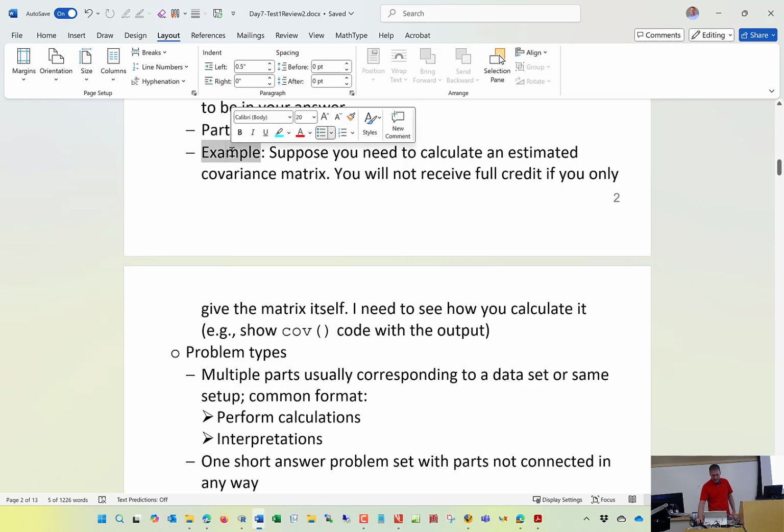I guess I kind of said this example already. Suppose you need to calculate an estimated covariance matrix. You will not receive full credit if you only give the matrix itself. I need to see how you calculate it. In other words, show me that you use cov.